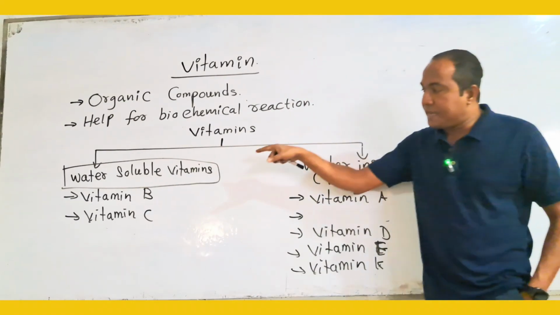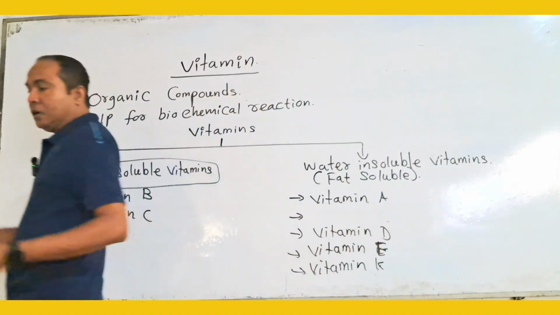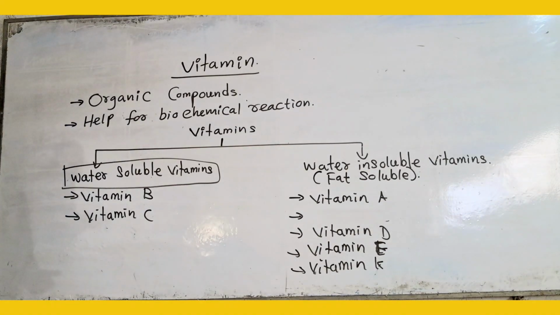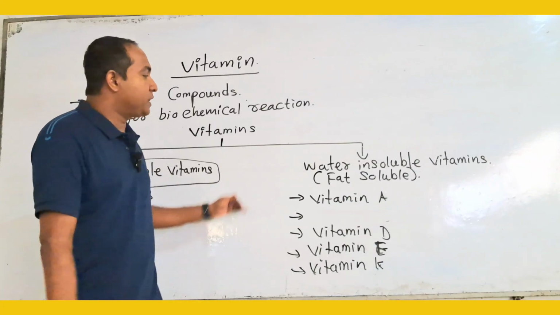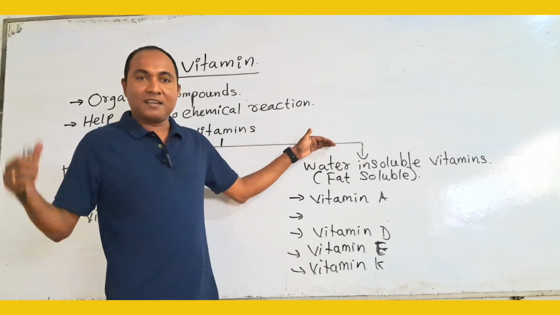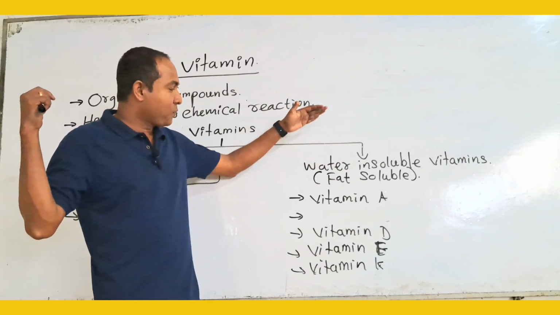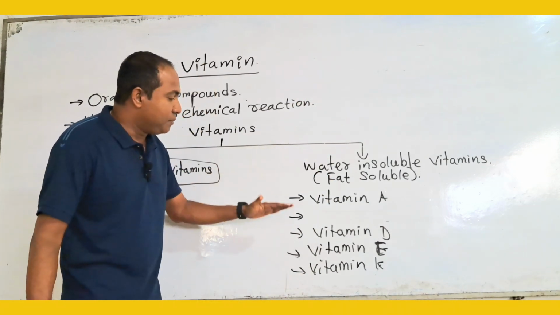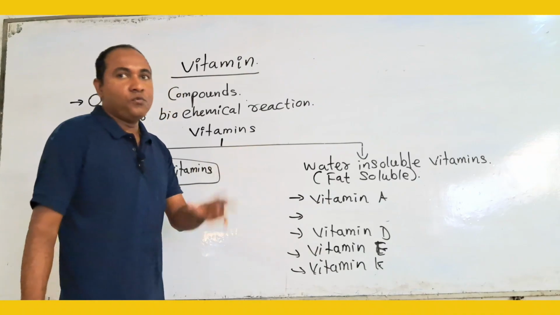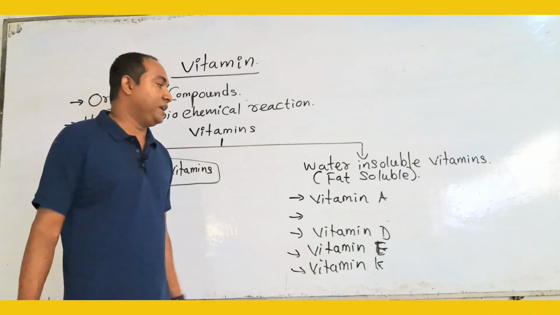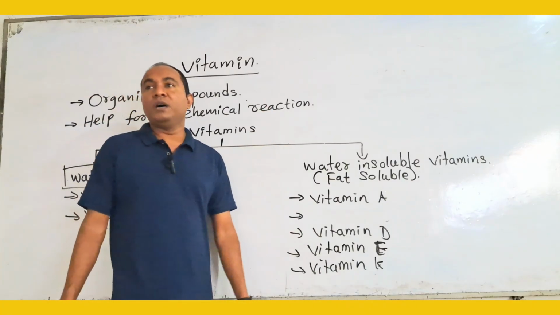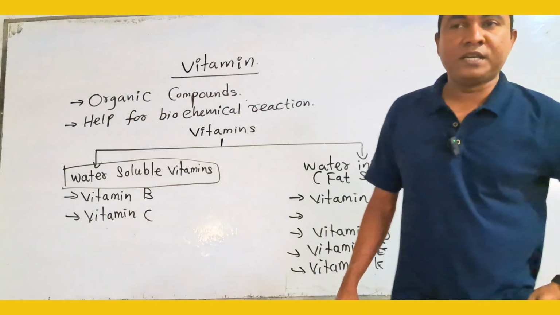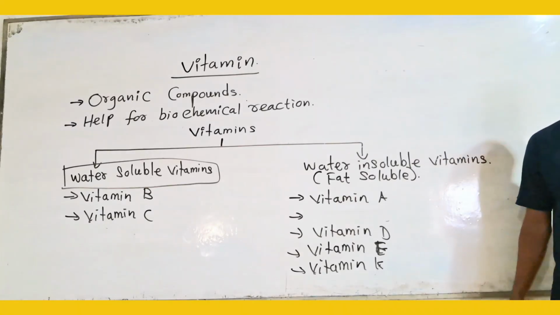What are the examples for the water soluble vitamins? Vitamin B and vitamin C. So what are the examples for the water insoluble vitamins? Vitamin A, vitamin D, vitamin E and vitamin K are water insoluble vitamins, but they are soluble in fat. Therefore, these vitamins are known as fat soluble vitamins.